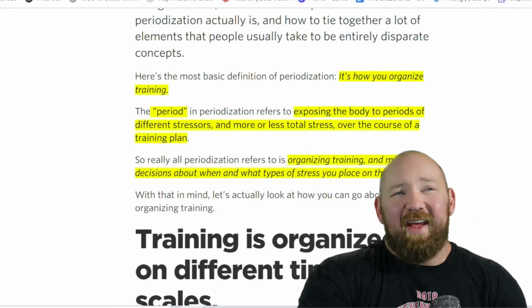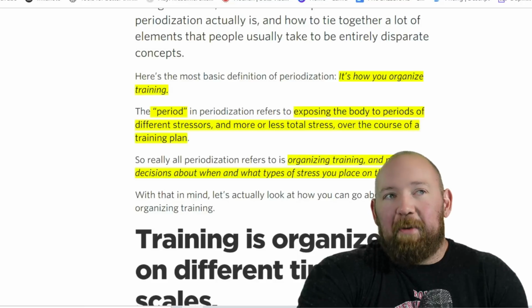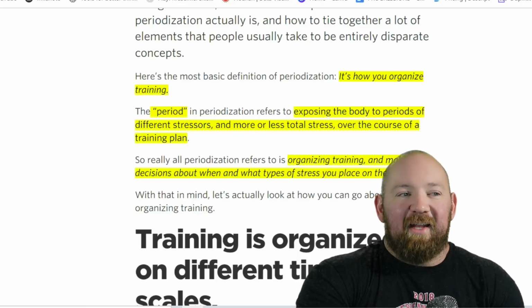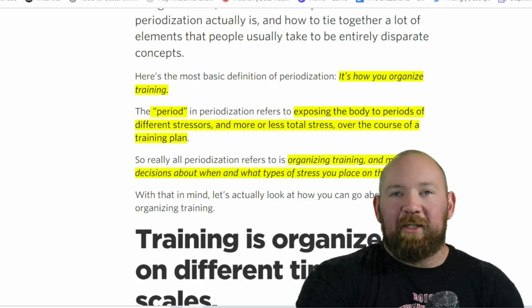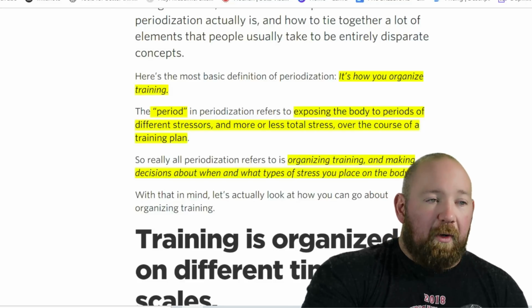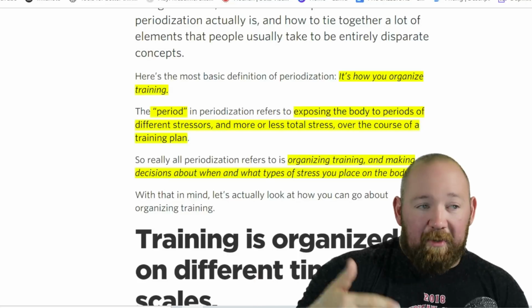So his big premise in this article is really that the way we talk about periodization is messed up, because there really isn't a bunch of different ways to do it. There's the same principles at play, and it's really just how you arrange them, how you dose them, that gives these different flavors. So he basically breaks down and defines periodization.